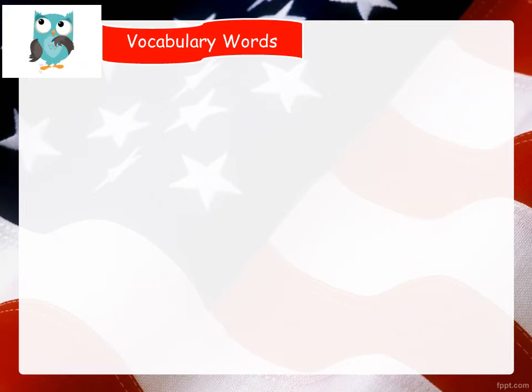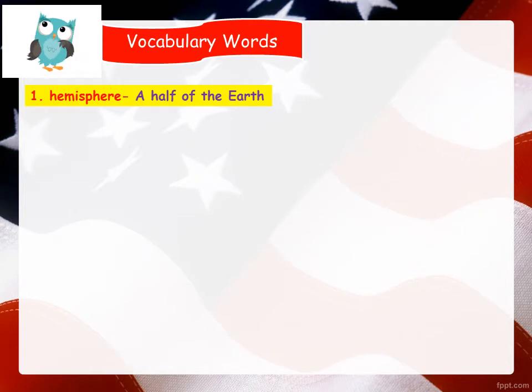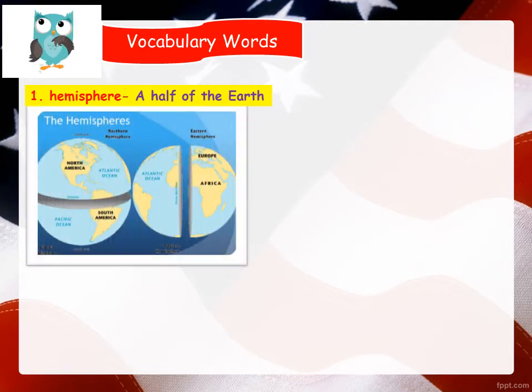Now let's unlock the vocabulary words of this lesson. The first one is hemisphere, which is a half of the earth. We have some pictures here for your reference. Look at this. The half is called the hemisphere, right? So we have the so-called northern hemisphere and the southern hemisphere. We have the eastern hemisphere and the western hemisphere.